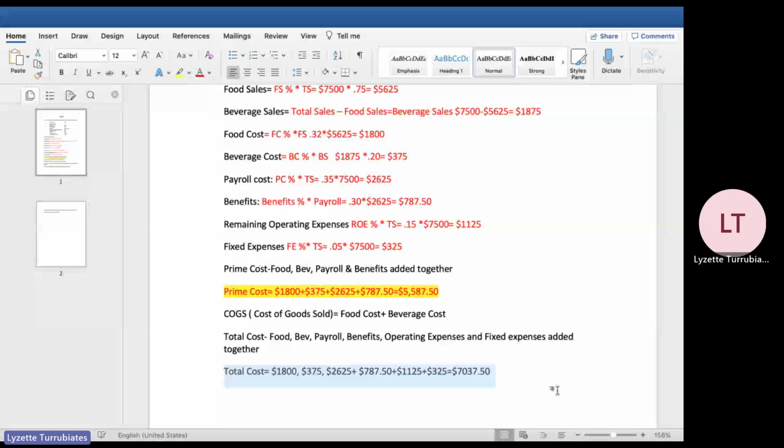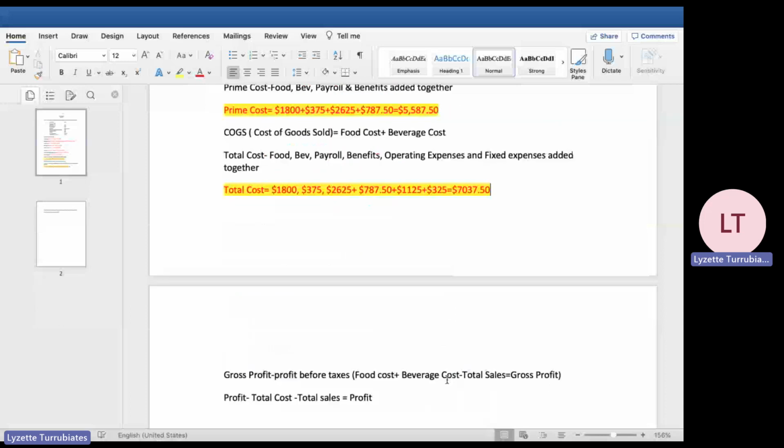Okay. So now we talk about gross profit and profit. Gross profit is the profit before taxes. So it's going to be our total sales minus our food cost plus our beverage cost, right? Because we need to look at our costs and then we need to look at our sales. So we're going to deduct our costs from our sales, and whatever's left over, that's what we would have made in profit before any taxes or any other expenses or deductions from it.